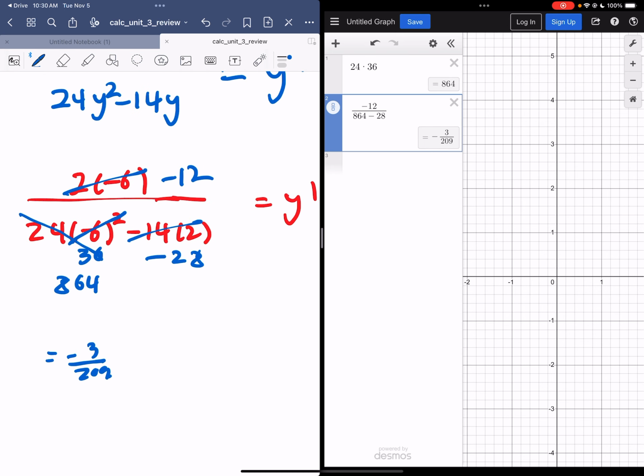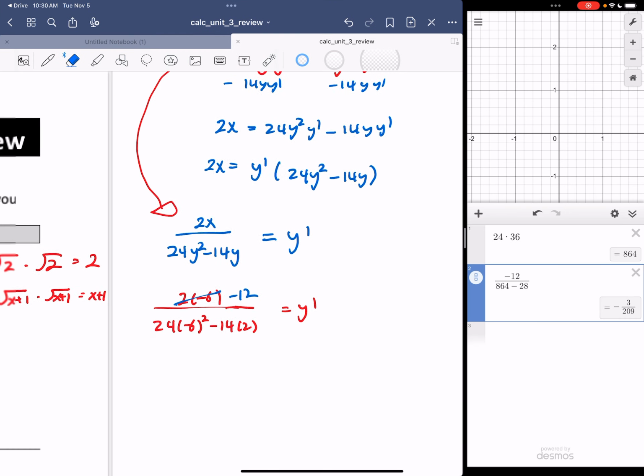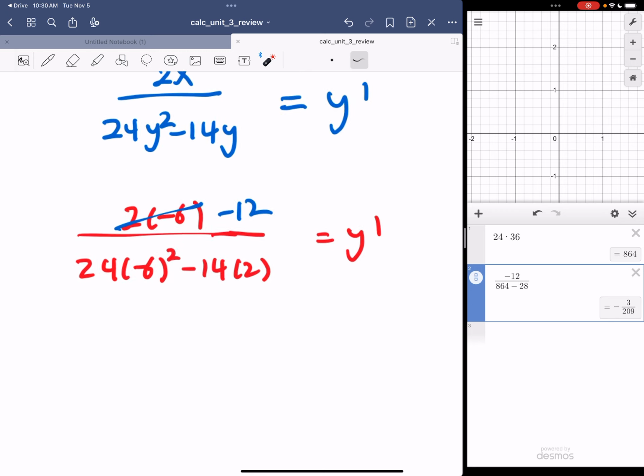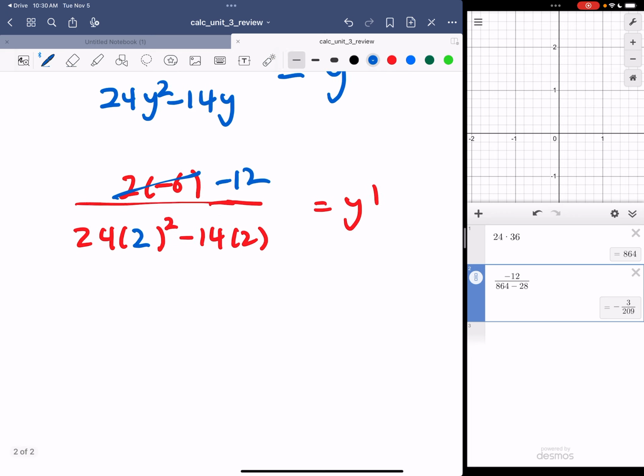Oh, I'm sorry guys, I made a mistake. I switched the number. No wonder, because two big numbers. So do you see x is -6, y is 2, and do you see this is a y? So I actually had to put 2, not -6 here. Okay, now it makes sense, because it's going to be a much simpler number.